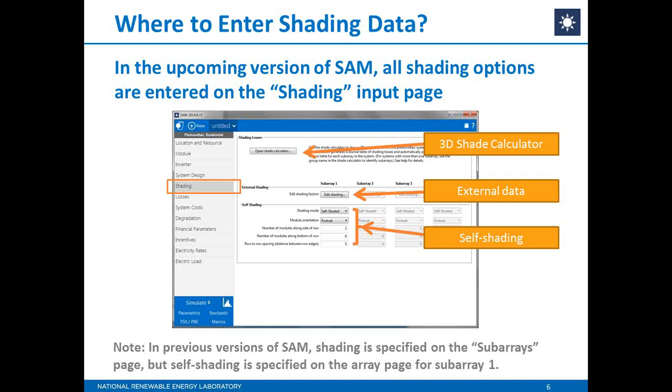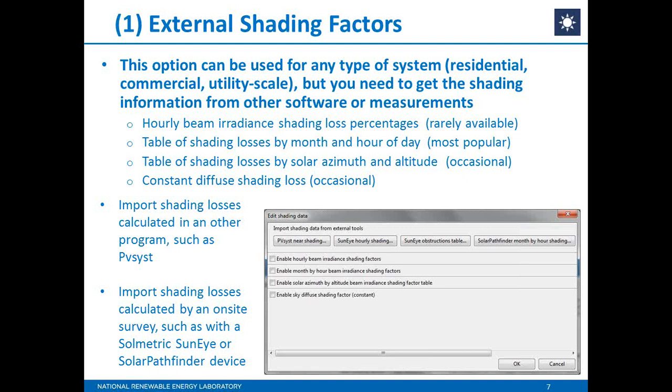So, there's several ways to enter shading factors into SAM. I'm going to approach this from the perspective of in what situation would you want to use this. The external shading factors can really be used for any type of system, residential, commercial, your utility scale, but the idea is that you get the shading loss information from some other software or from measurements such as a SunEye device or a solar pathfinder device.